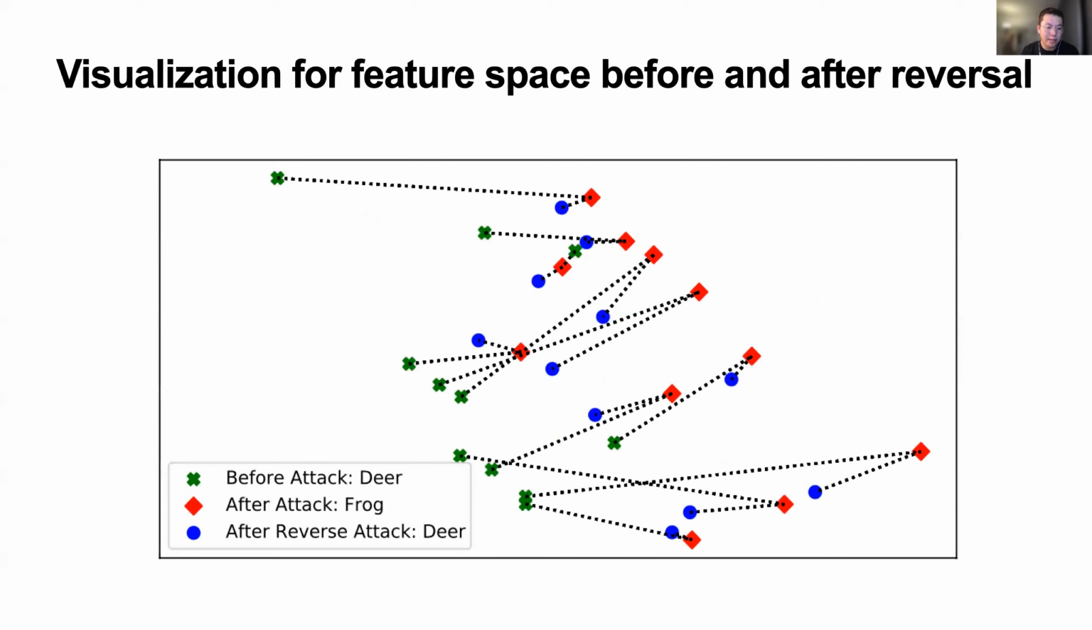We lastly visualize the feature trajectories under our method. The attack moves the feature from green to red, causing misprediction, and our method brings the red back to the blue and corrects the attack.